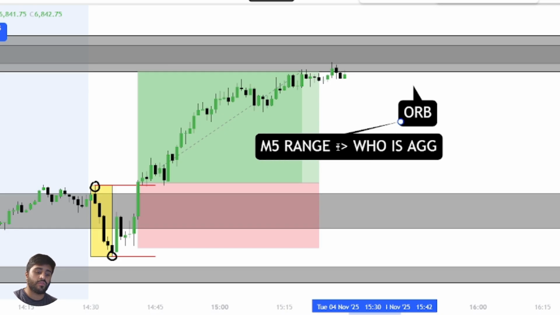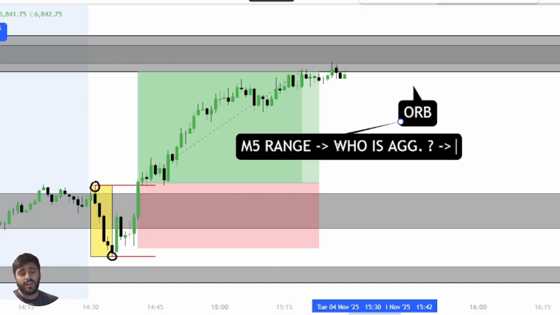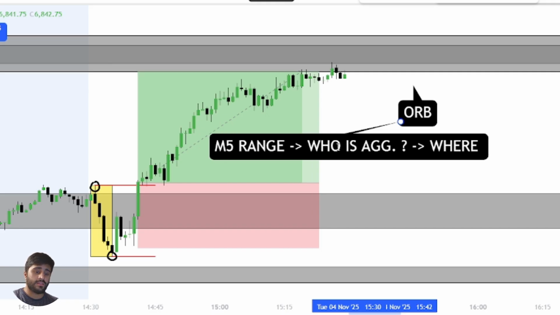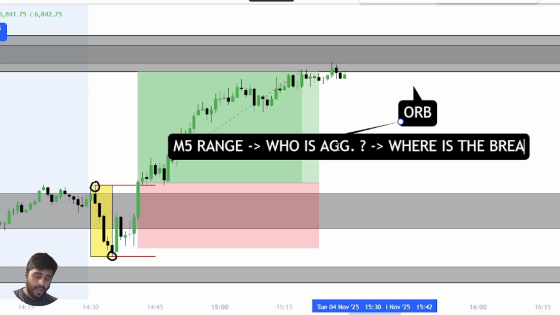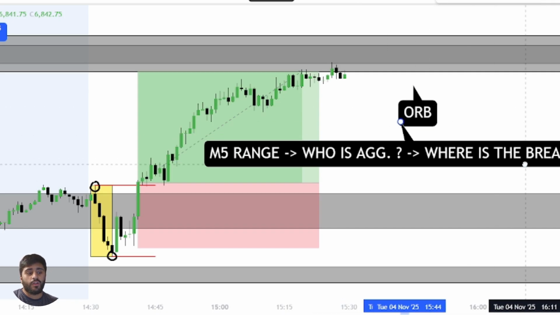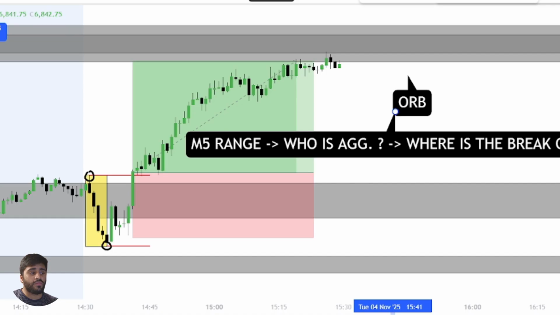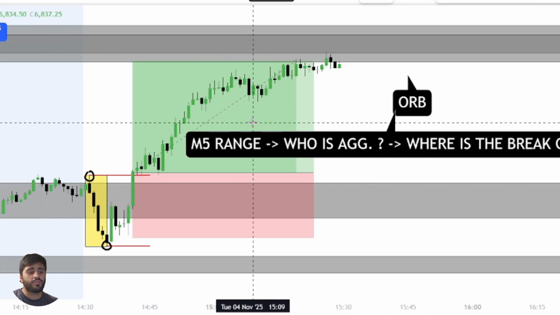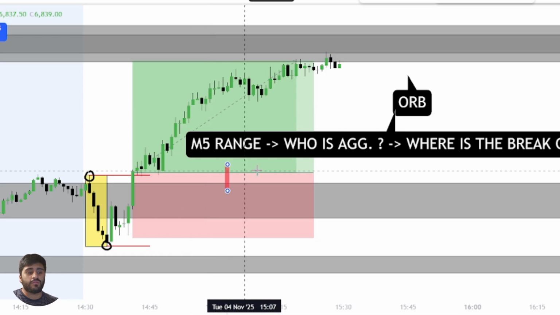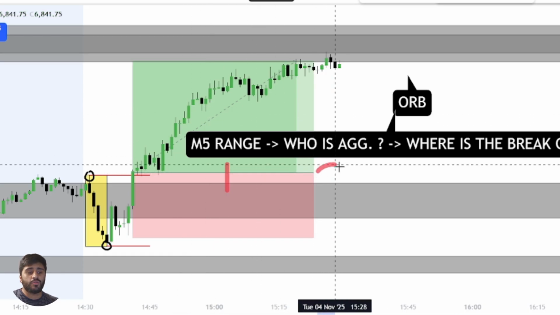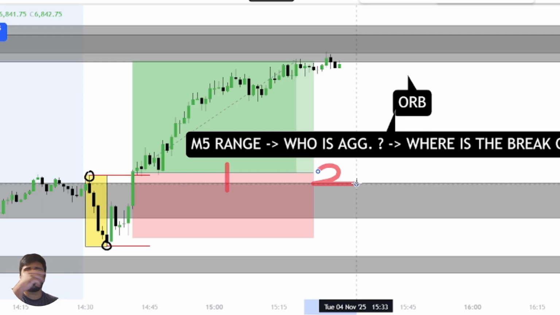Who is aggressive? I'll just write AGG. Who is aggressive in the range? So if you break above the range with sellers, it means buyers are in control. Let me just write that in a way that's simple to understand. 5 minute range, who is aggressive? Where is the breakout? Now, some people are not patient enough to wait for number 1. If you can't do step 1, then this strategy is not for you, right? If you're missing step 2, then you're a dartsman who's blind, right? You're shooting darts with blindfolds.